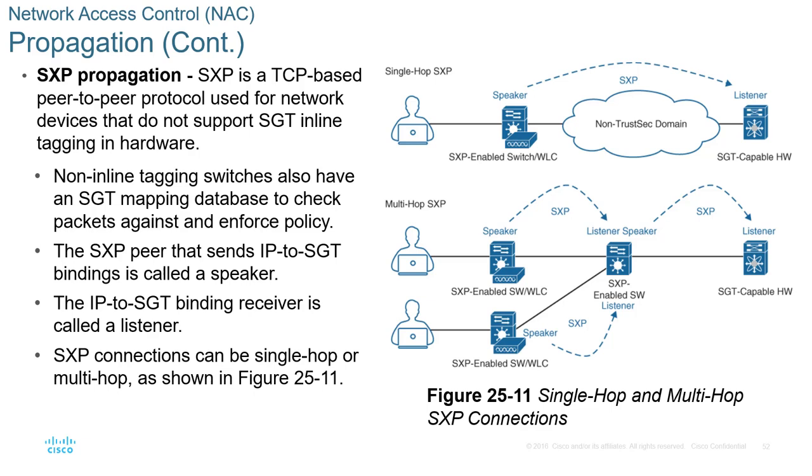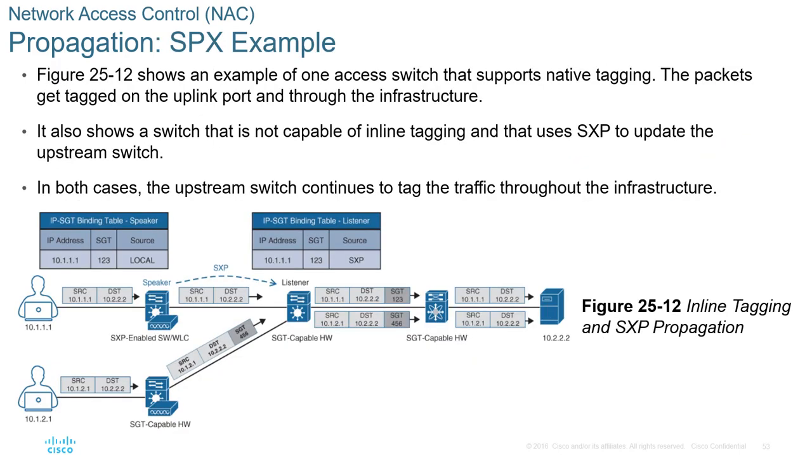All of this is basically where are the tags stored. If we have a bunch of legacy devices that don't allow for our tagging, we can do SXP propagation, and we can have a speaker on the network that actually hands out the appropriate address-to-tag mapping. So let's look at our propagation a little bit better. Here we have our addresses, we have our tag, and we have a source. It's also shown that in this example, the switch is not capable of inline tagging, so it uses SXP instead to update the upstream switch.